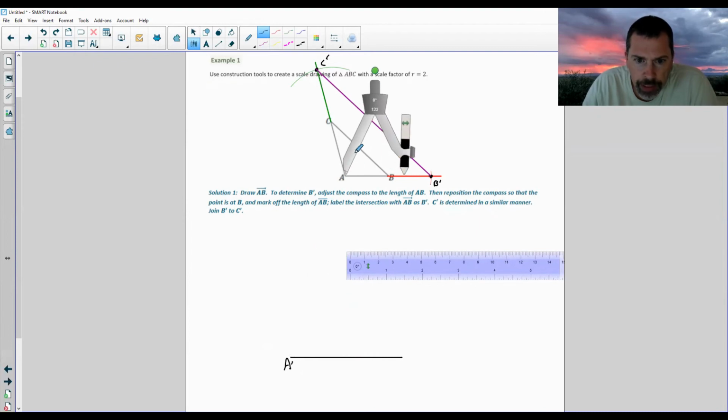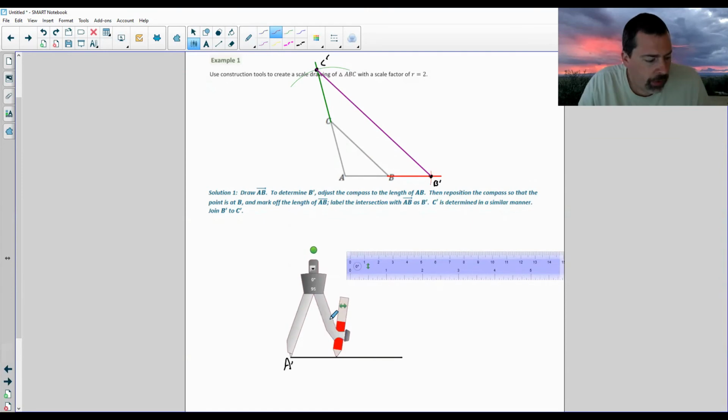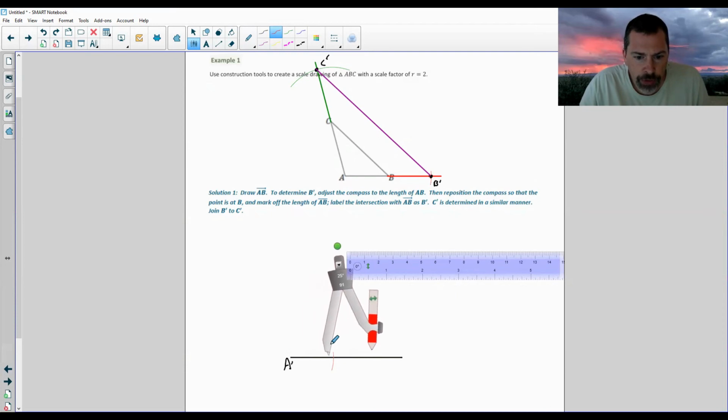Actually, no, I'm going to put it on A here. And I'm going to measure B like so. And then I bring that down here and let me change colors. And I make an arc. And then I move my compass over here and I make an arc. I label that B prime.